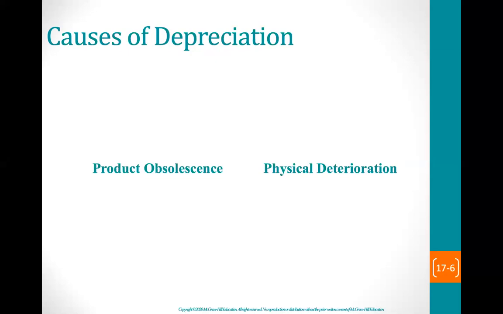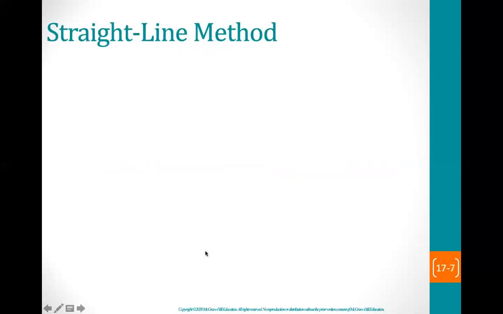Another cause of depreciation is the result of advances in technology. Those computers that companies bought a few years ago may be in perfect working condition, but outdated. So they may need to replace them with more sophisticated, faster, and economical machines. This is product obsolescence.